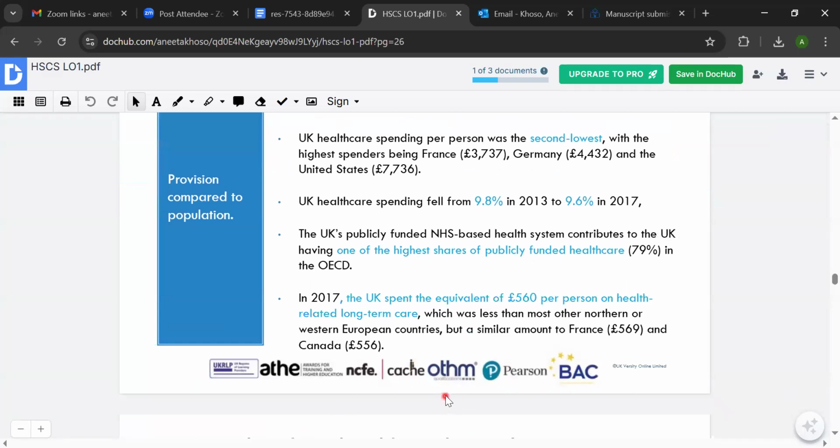So in 2017, the UK spent the equivalent of £560 per person on health-related long-term care, which was less than most other Northern or Western European countries. A similar amount to France and Canada.